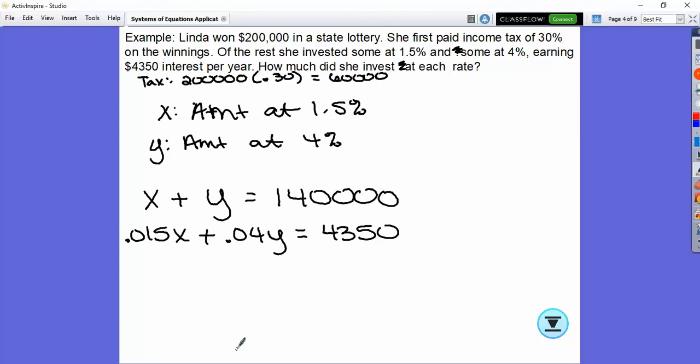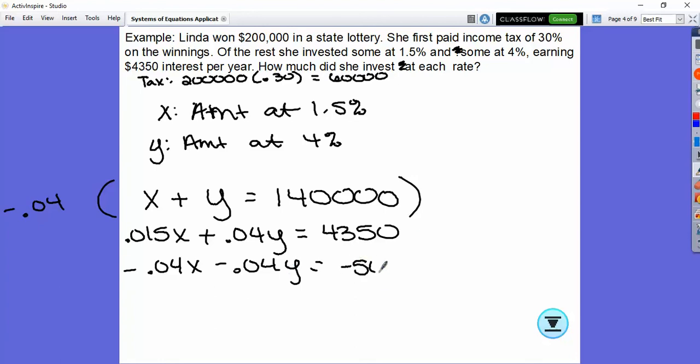All right. Substitution or elimination? What do you want to do? Elimination? Okay. Let's eliminate what? Preference? All right, let's eliminate y. I'll take the first one times negative 0.04. All right, and then what do we do?